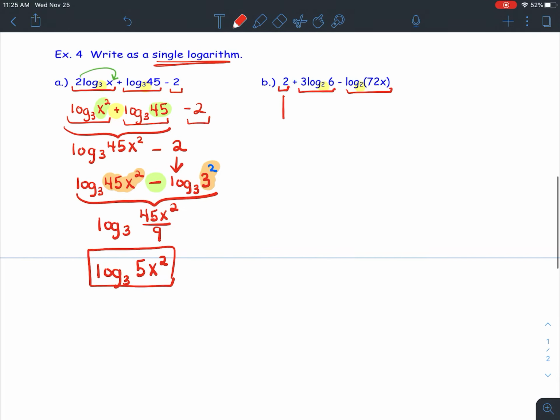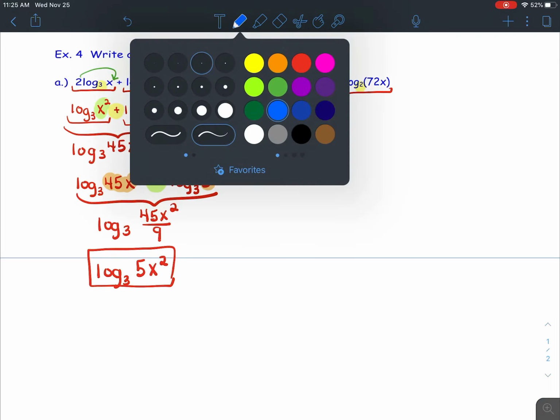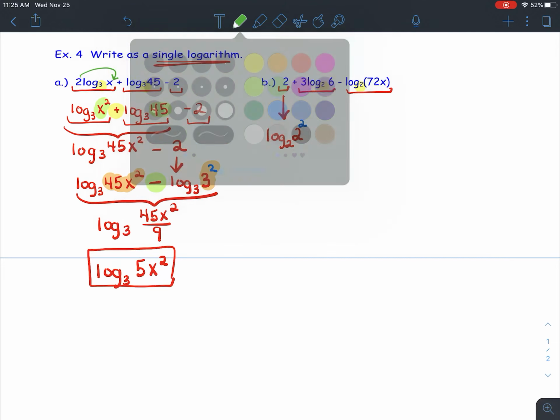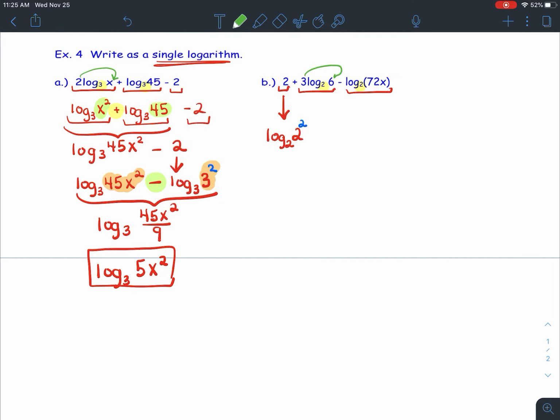So when I'm turning this 2 into a log, and this is going to look funny, you're going to pick a 2 here, a 2 here, and then the original 2 that was in the problem is what you're putting in the exponent there. The other thing we want to do is pull this 3 up in the exponent on the 6, so it becomes log base 2 of 6 cubed.